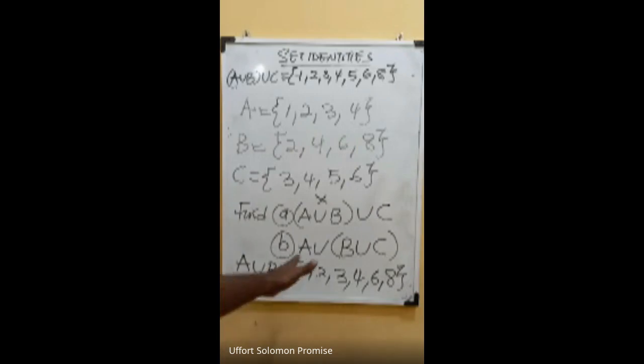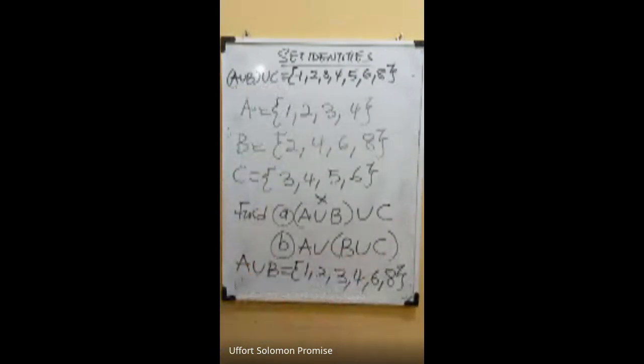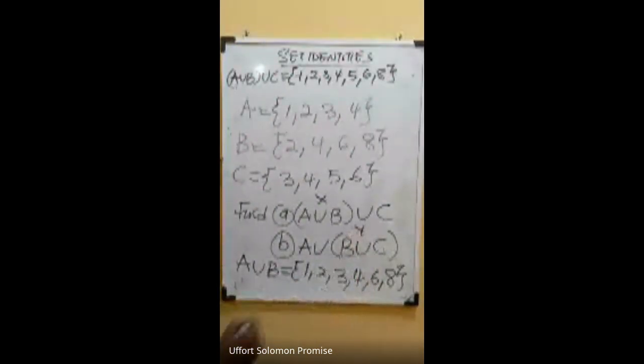So in this other part now, what you are actually supposed to do is keep A aside. Let A remain on its own. Take care of the brackets, take care of this part first. B union C. So you now focus on this B union C. Now B union C is actually 2, 3, 4, 5, 6, 8. So you now unite 2, 3, 4, 5, 6, 8 with A. Let's call B union C Y.